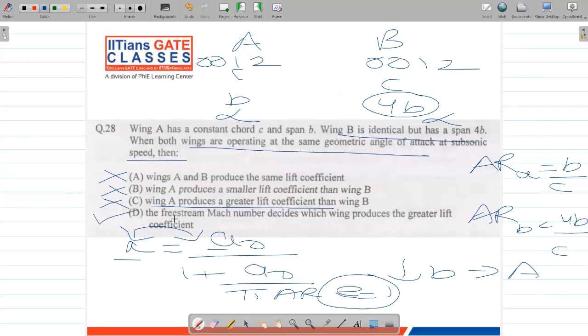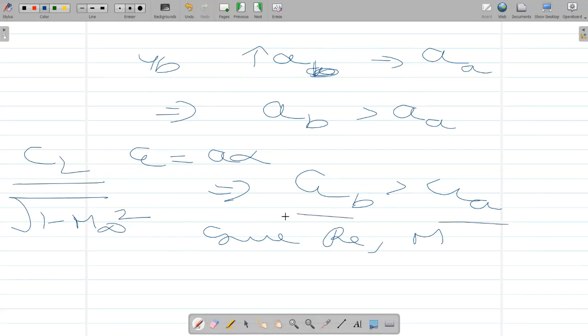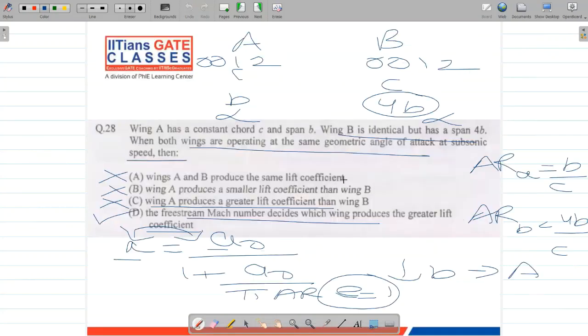And the right option here is option D. The free stream Mach number decides which wing will produce higher lift coefficient. Which is very true, because in a compressible scenario, your lift coefficient will need to have a correction factor that is 1 minus M infinity square. So based upon what the Mach number is in each case, let's say for wing B and wing A, this compressibility factor correction will be different, and your CL will be different accordingly. So that should also be taken into consideration while saying which one produces higher CL value or lift coefficient. So this option D is the right answer here.